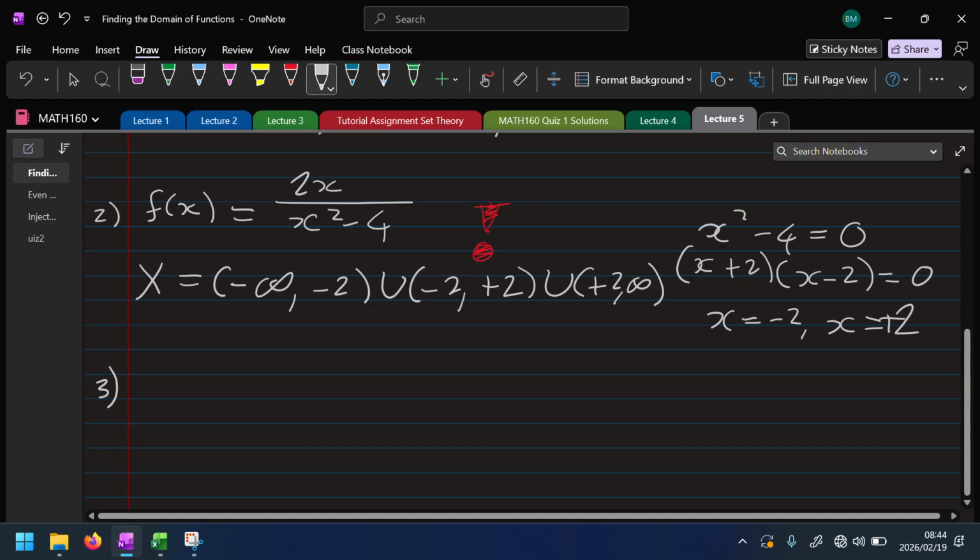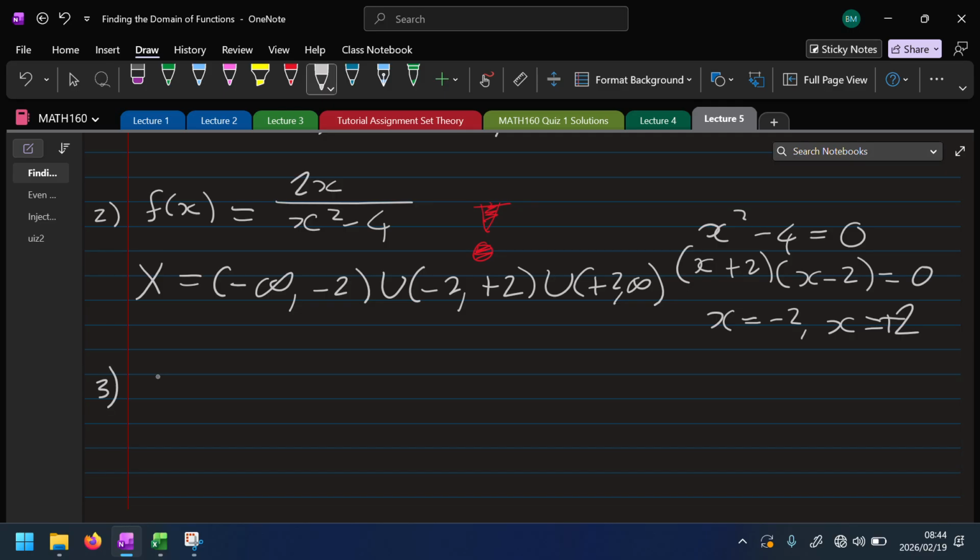Okay, number 3. Here we have f of x is equal to x squared plus 2x plus 1 divided by x squared minus 8x plus 12. Okay, again, rational function. Please start using this terminology. So we have a rational function. We want to find the domain. We know right away that the problem points are where this bottom part here is 0.